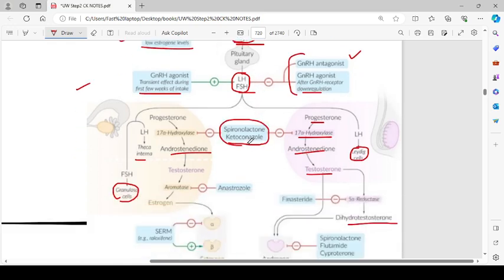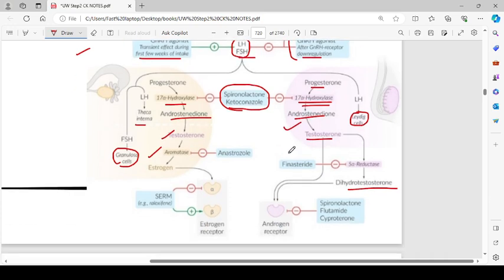Spironolactone and ketoconazole inhibit the 17 alpha hydroxylase enzyme. So basically they inhibit the production of testosterone and estrogen: estrogen and testosterone in females and only testosterone in males. Anastrozole inhibits the aromatase, in which way testosterone won't be converted into estrogen. Finasteride inhibits the conversion of testosterone by 5-alpha reductase, which is helpful in cases of benign prostatic hyperplasia.